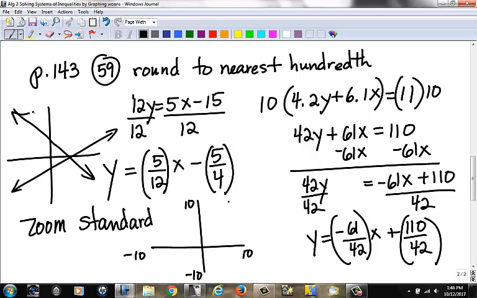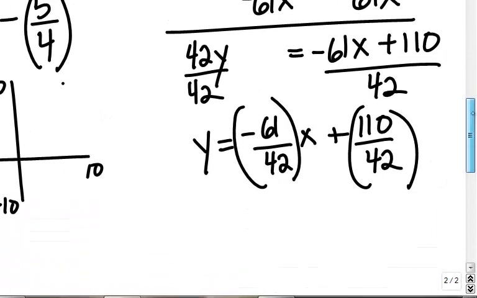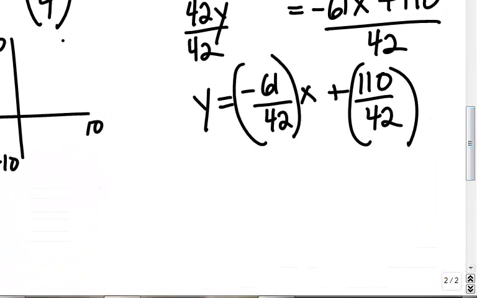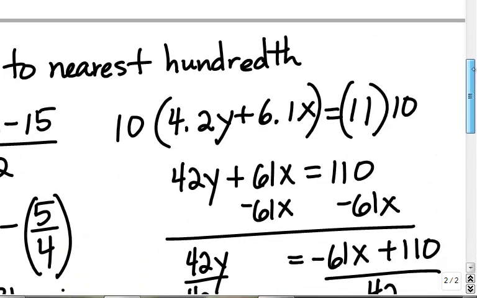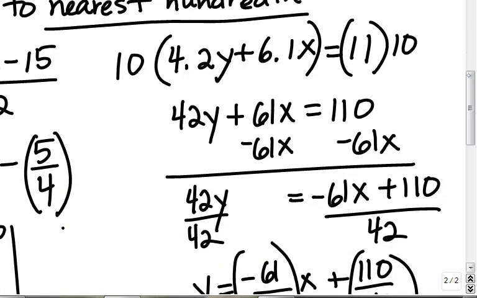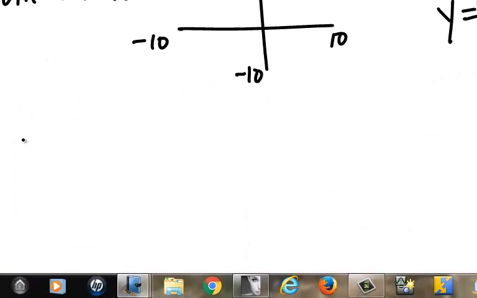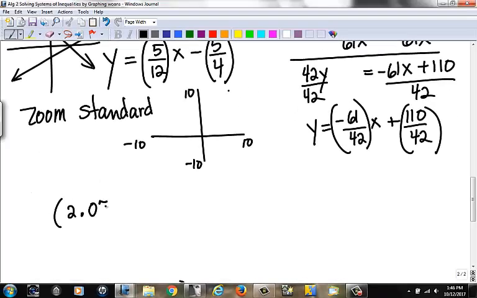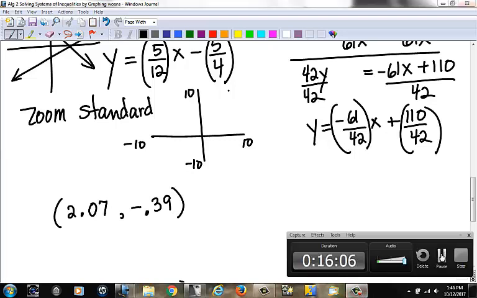Did you do second function calculate intersect? Okay, and our point, they said nearest, what did they say? Nearest 100th. So to the nearest 100th, the x value would be 2.07. And the y value, negative 0.39.